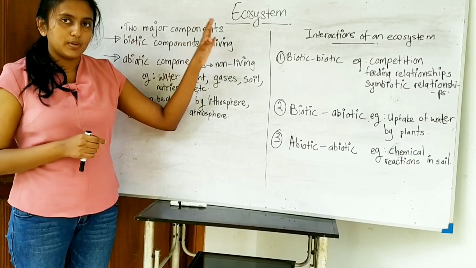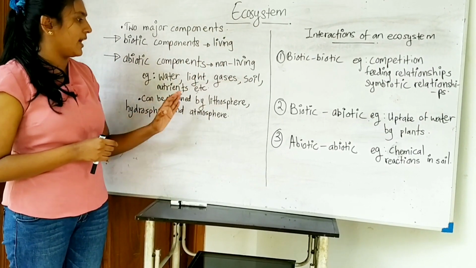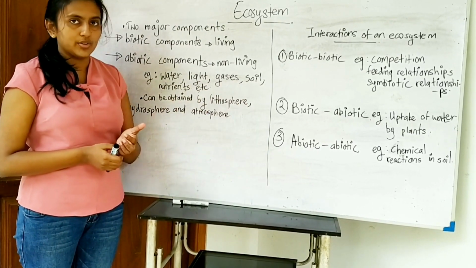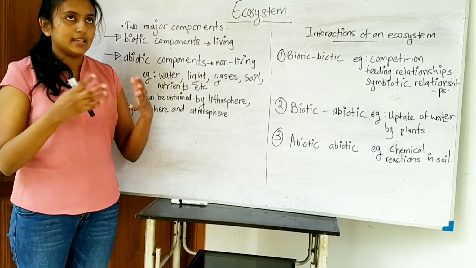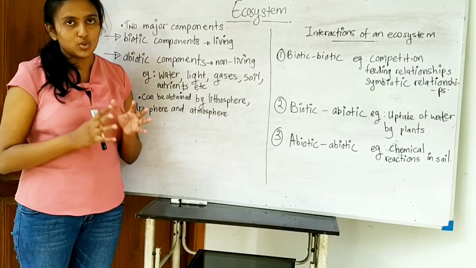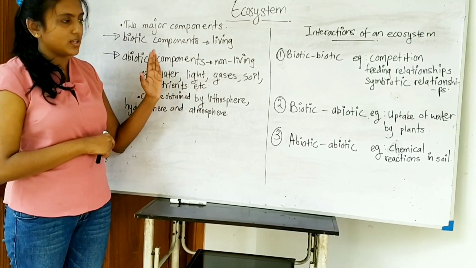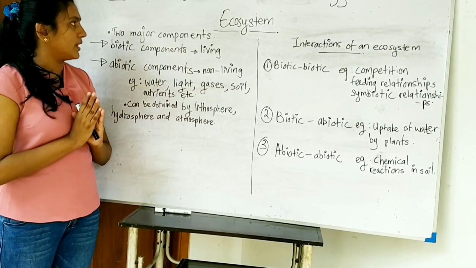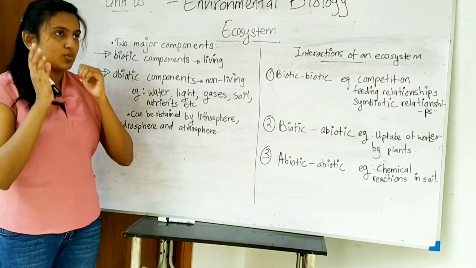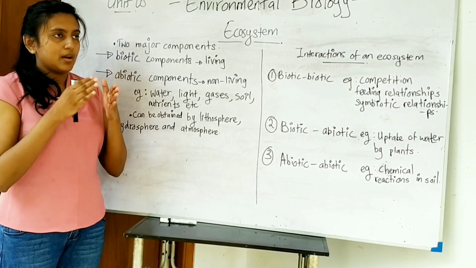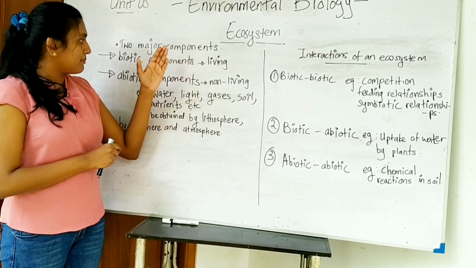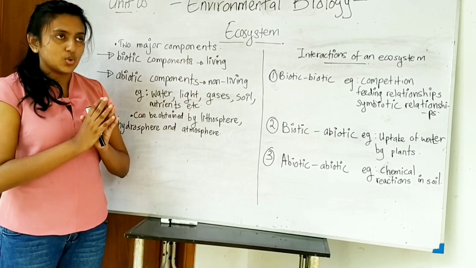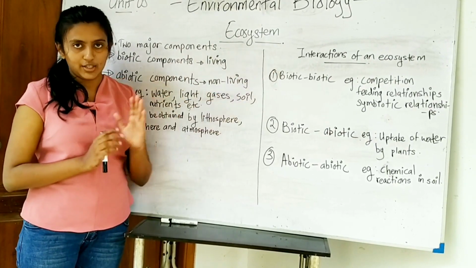So basically we can obtain these abiotic components via the lithosphere, hydrosphere and atmosphere. As examples, soil is present in the lithosphere, water is found in the hydrosphere, and the gases are found in the atmosphere. So likewise we can obtain these abiotic components from the lithosphere, hydrosphere and atmosphere. So they are the two main components of an ecosystem. Now, as we said earlier as well, biotic components always interact with each other and with the abiotic components. So in an ecosystem we can find interactions.